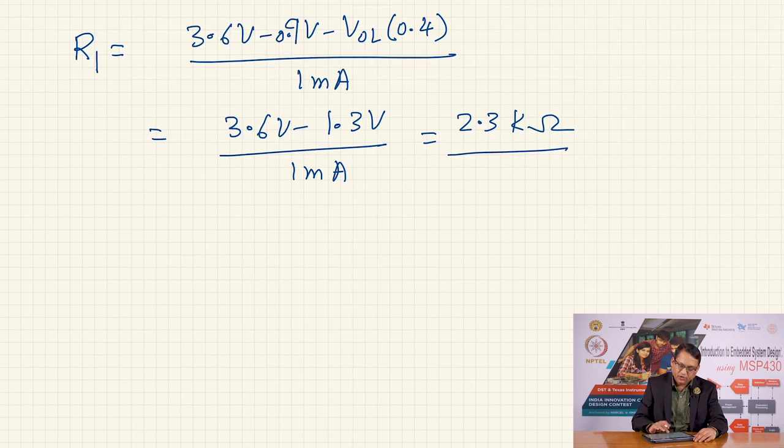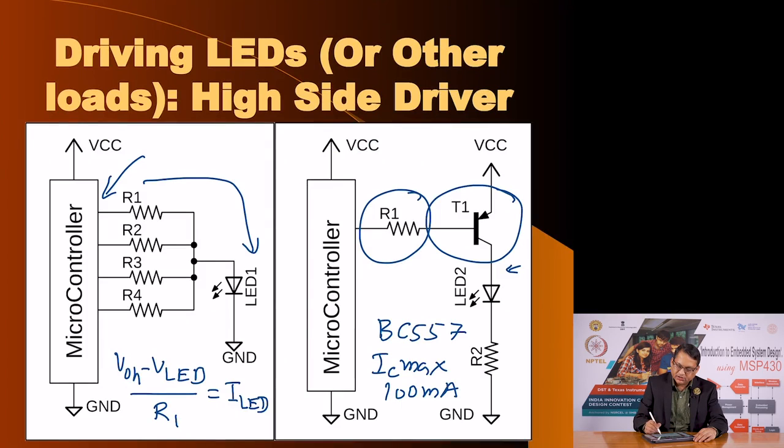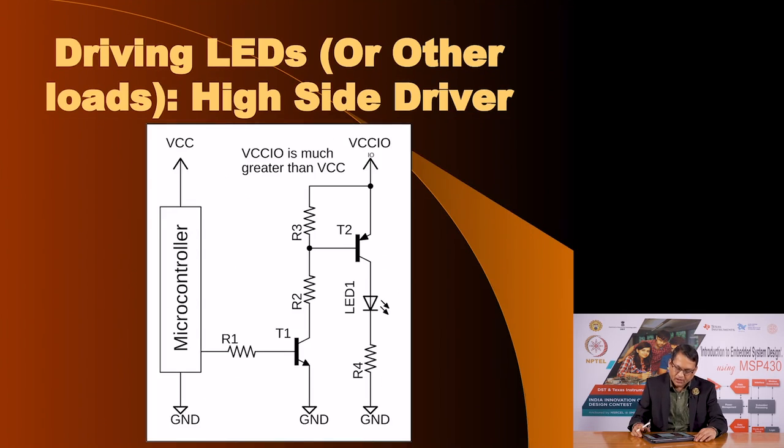This is the way to control a high side switch, and this is the way to calculate the value of the base resistor. We already saw the way to calculate the value of the series resistance. Let us see what other configurations we have. Now, in case the supply voltage that we want to connect to the LED is much more than the supply voltage of the microcontroller. Let us take an example that the microcontroller MSP430 has a supply voltage of 3.6 volts, but the VCC which is required to drive the LED is, say, 12 volts.